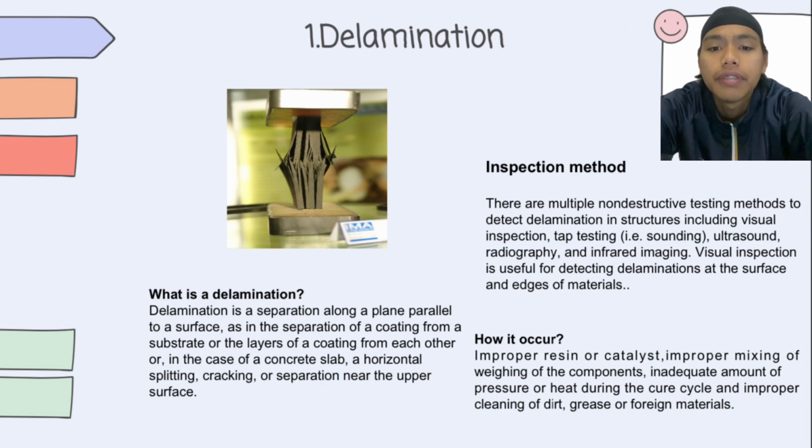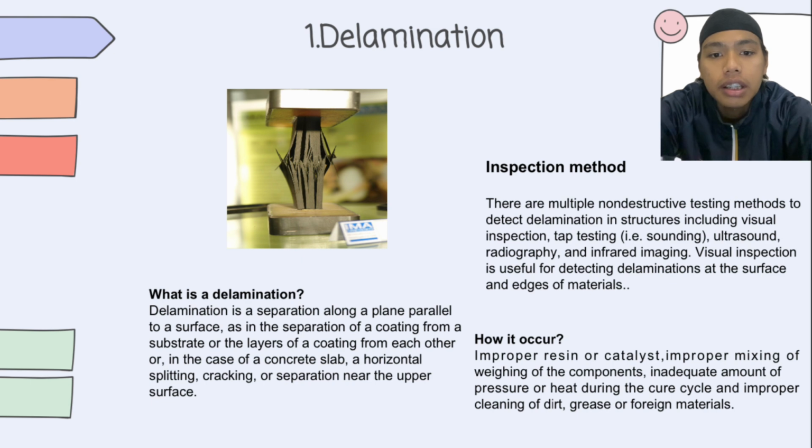So we go to the first defect. The first defect that I want to explain is delamination. What is delamination? Delamination is separation along a panel parallel to a surface, as in the separation of a coating from a substrate or the layers of a coating from each other, or in the case of a concrete slab, a horizontal splitting, cracking or separation near the upper surface.